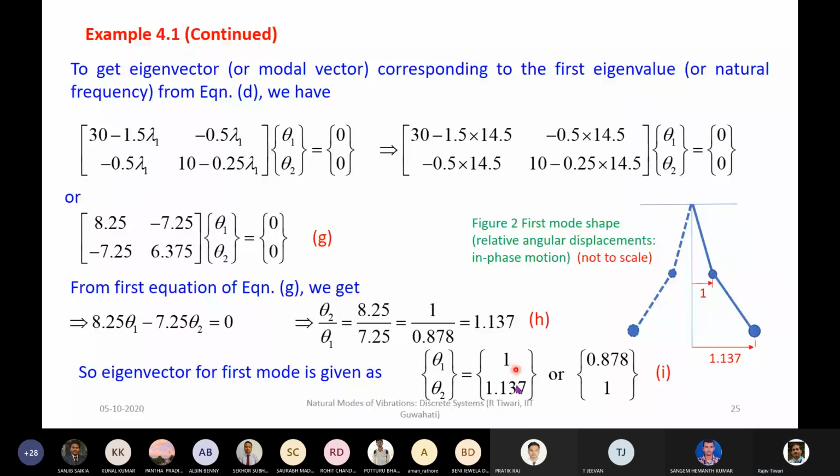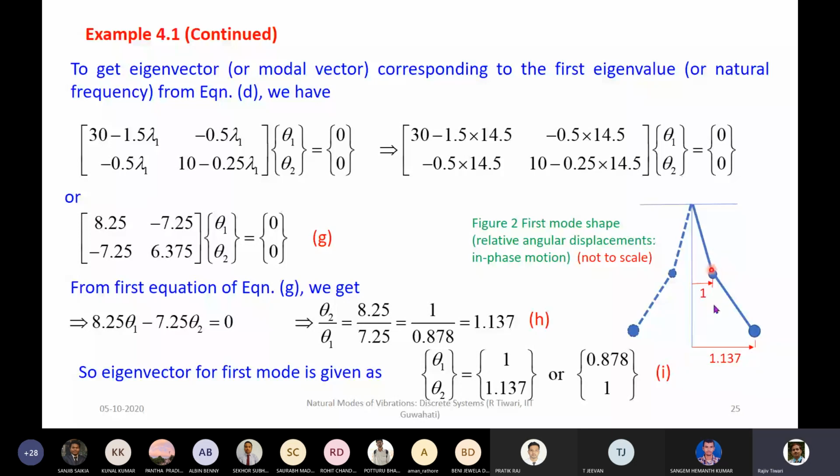So here I have plotted how the relative displacement will be visualized. I'm giving theta 1 displacement. This is basically an angle, not the distance. Theta 1 is the angle. So the first angle theta 1 is unit, and the second angle will be 1.137. Obviously it will be larger than the first one.